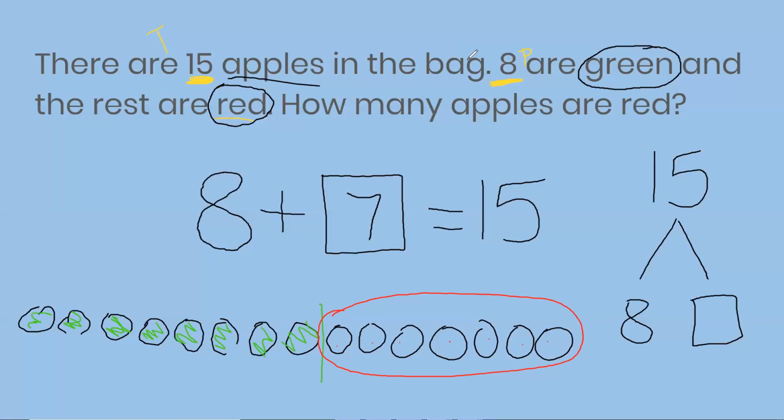Can you think of a different strategy to solve? Well, you could write a subtraction equation. So if I have 15 apples in the bag and I take away or I subtract the 8 that are green, that's going to leave me with only red apples. So that's another strategy that you can try. Okay, friends? So there are a couple strategies that you can try to solve this story problem.